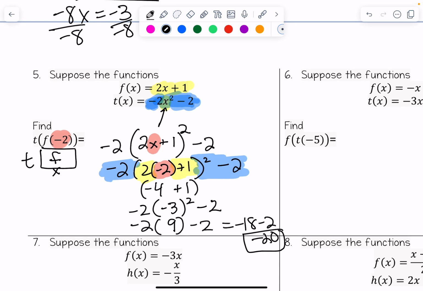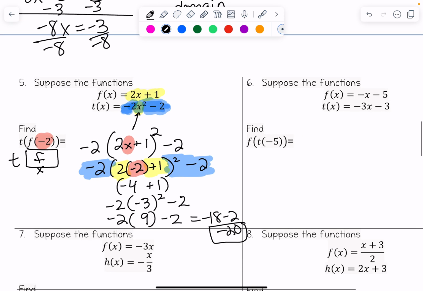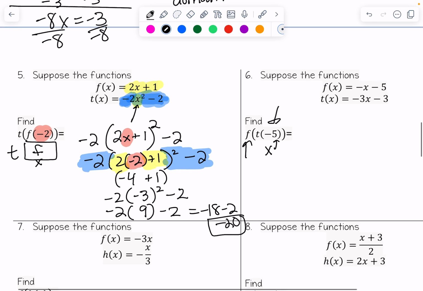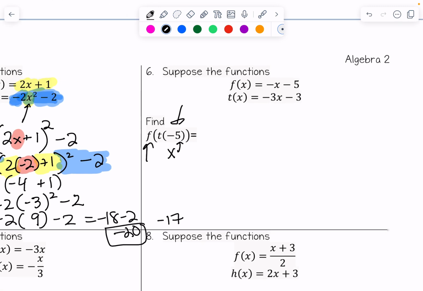Okay, I want you to try the one on your right. So remember, put t of x now in f of x and replace x with a 5. You should get negative 17. So let me show you how. If this is still confusing, that's perfectly okay, but I want you to try this on your own. So here we go. Let's try this.